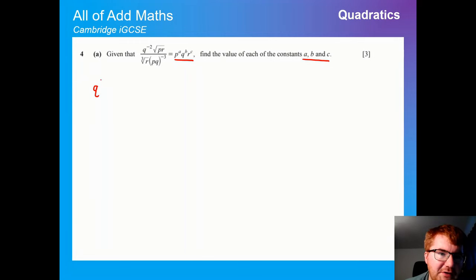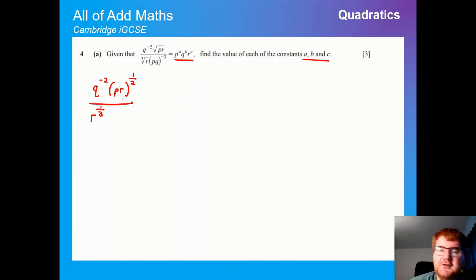Well, q to the power of minus 2 is already in index form. It's something to the power of something. But notice this root pr is not in that form yet. So what I'm going to do here is put pr to the power of a half. Remember, a standard square root is to the power of a half. The cube root of r, we want to write in index notation, which is to the power of a third. So you need to know these off by heart to make your life a little bit easier. And pq to the power of minus 3 is already in index form.